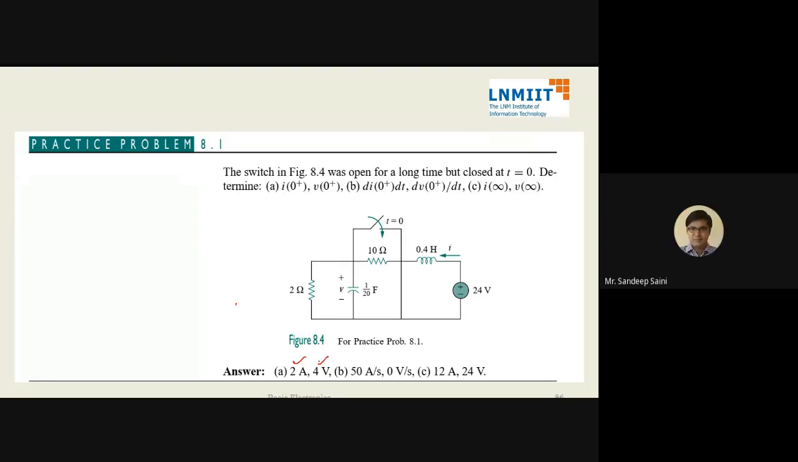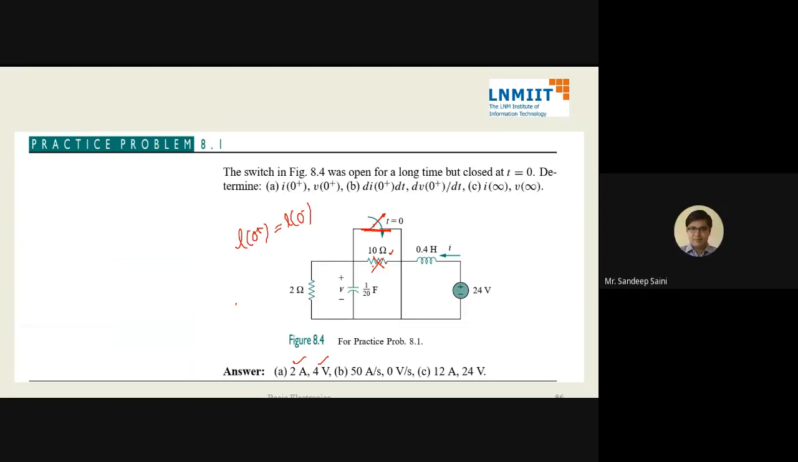When you say I of 0 plus, it is the same as I of 0 minus. I of 0 minus means from minus infinity to 0 minus, the same conditions were prevailing. So it's a DC condition. And till 0 minus, this switch was open. When this switch is open, that means 10 ohm is being considered. After t equal to 0, when I short circuit this one, 10 ohm is parallel to a short circuit, so it will not come in the calculation. Okay, sir. Got it. Thank you, sir.